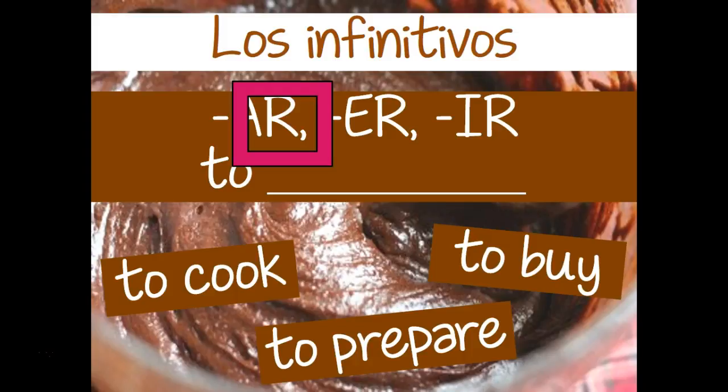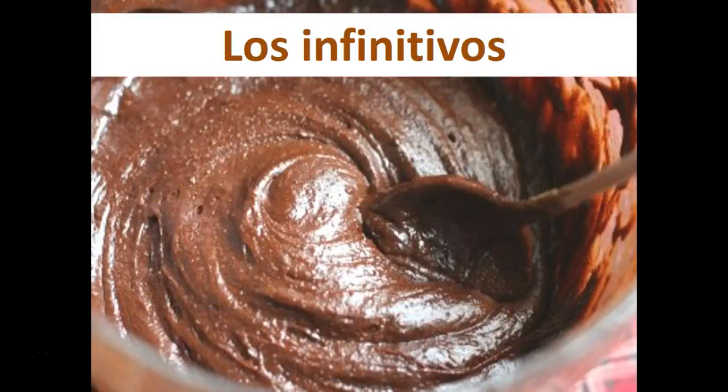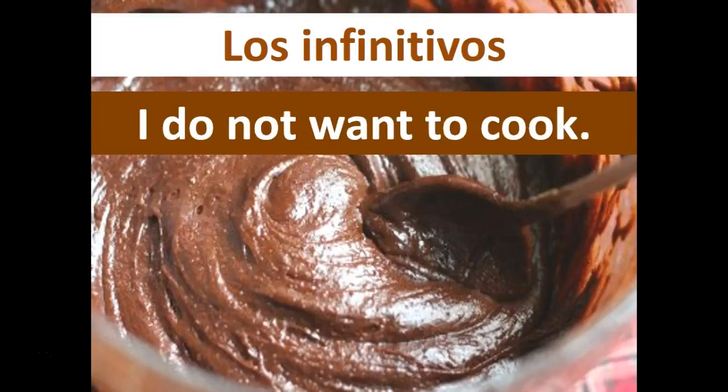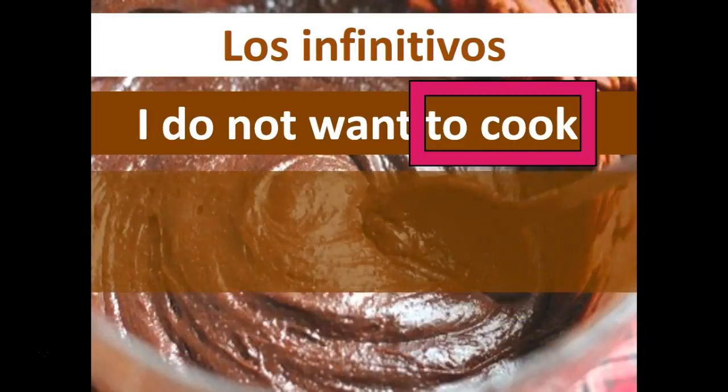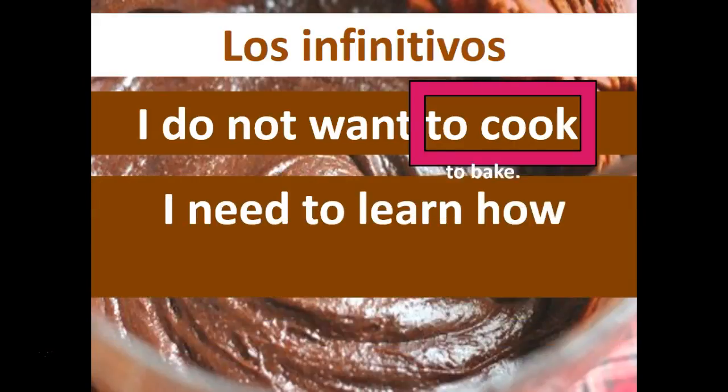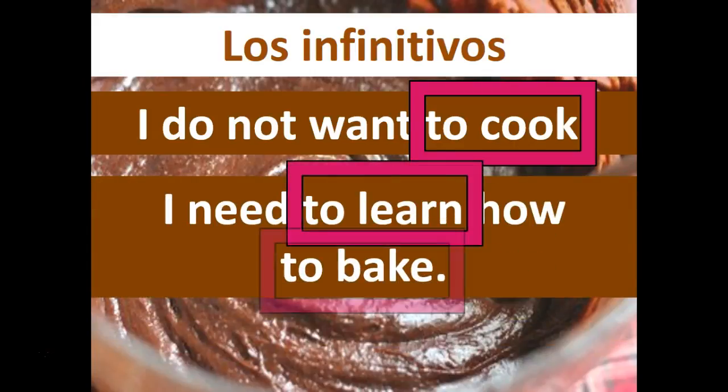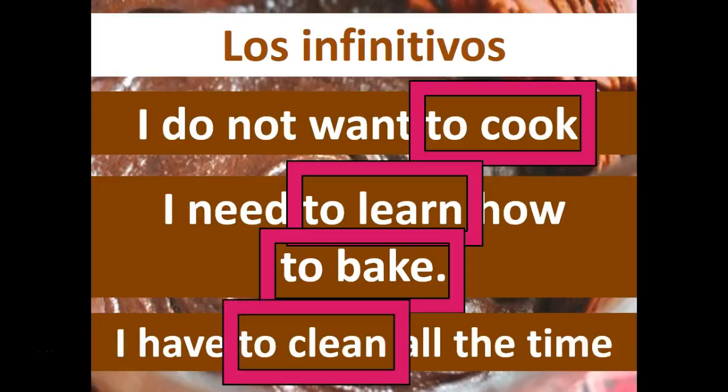This is what's considered our batter when we're cooking. We can use our batter in different examples, like I do not want to cook. That to cook is an example of an infinitive verb being used in English, the words to cook. Nobody is actually cooking, it's just the words to cook. Or this example, I need to learn how to bake. To learn and to bake are other examples of how infinitives can be used in English. And lastly, another example is I have to clean all of the time.